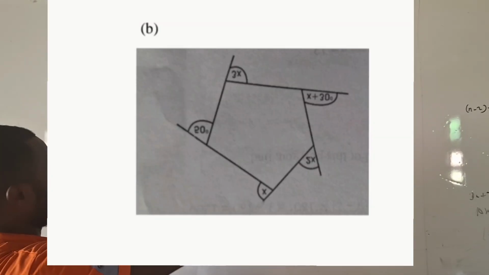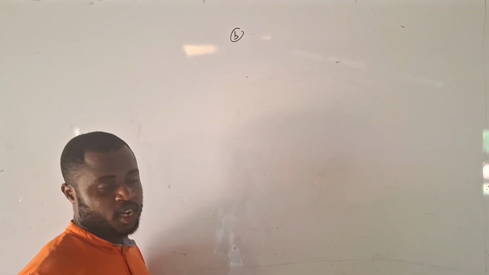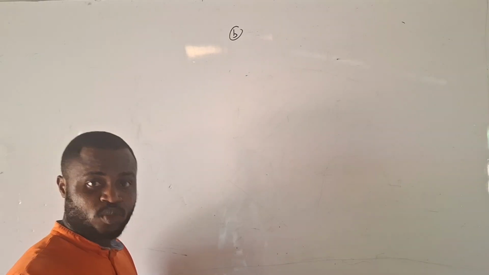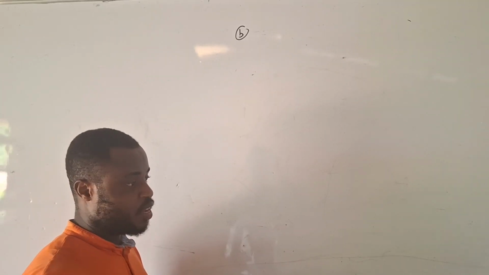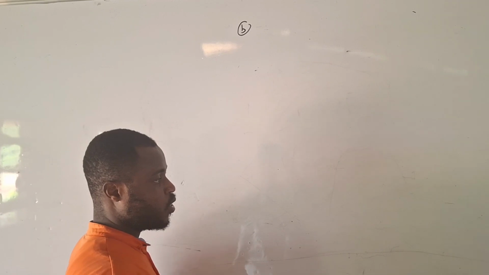Now you can see that these angles are outside. So that is exterior angle. And I've told you for the exterior angle of any polygon, it adds up to 360. That one is easy to get. So we are going to add the exterior angles in that polygon.